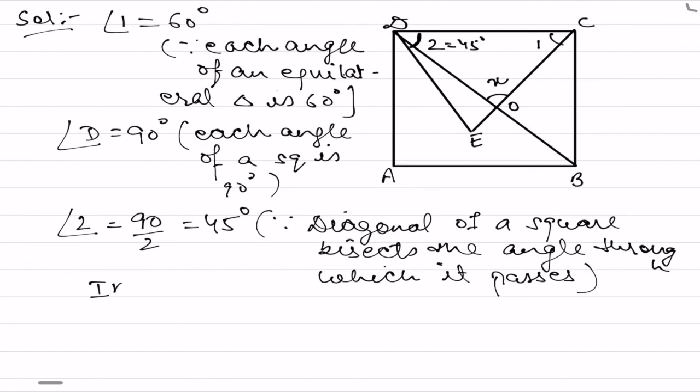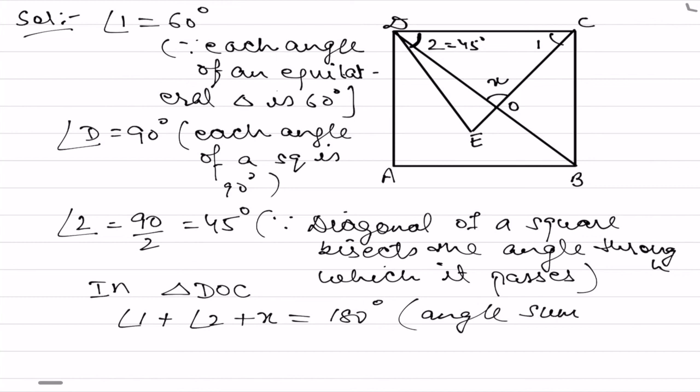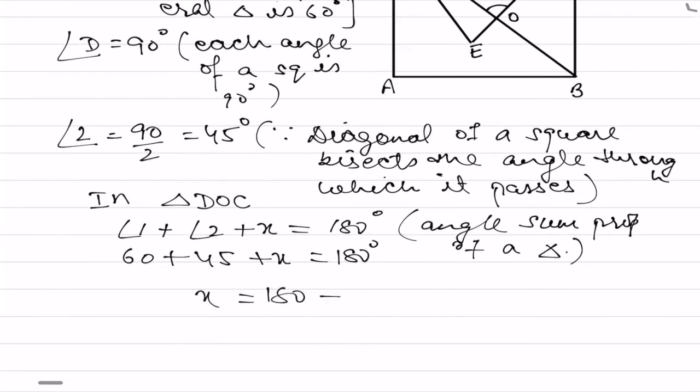Now in triangle DOC, we know two angles. So the third angle we will find out with the help of the angle sum property of the triangle. So in triangle DOC, angle 1 plus angle 2 plus x is equal to 180 degrees. Again, the reason is the angle sum property of a triangle. So we will put the values 60 plus 45 plus x. So x is 75 degrees. So this is the answer.